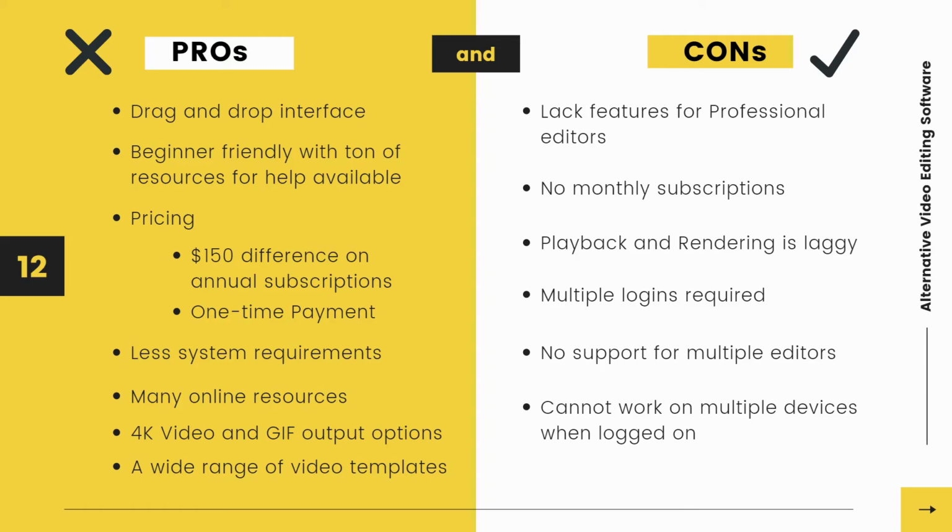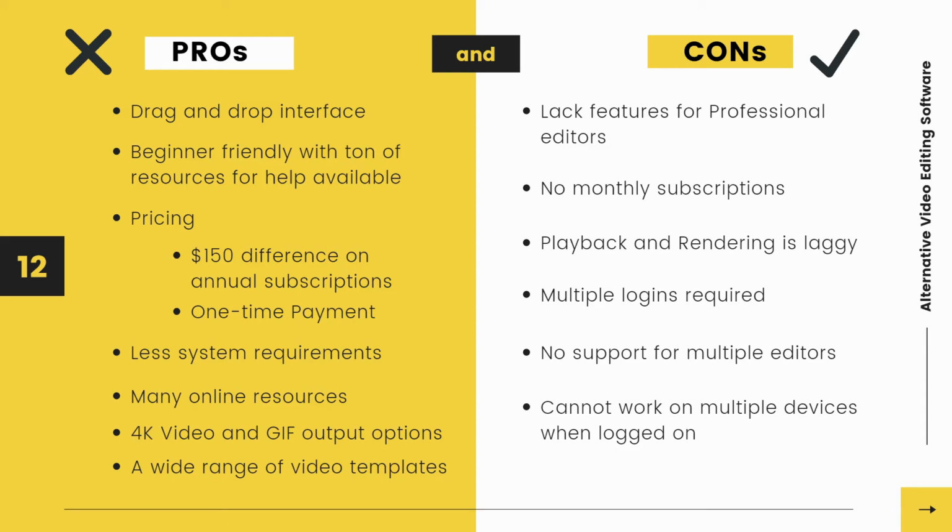Here are the pros and cons to let us know why we should recommend Filmora. In the pros, Filmora is very user-friendly software that anyone at any skill level can use. Its price is very competitive and cheap, so people on a budget and students can afford it with its one-time payment of $150. It also requires fewer system requirements for the software to work. It also has many online resources and tech support which can help beginners learn faster. It offers 4K and GIF output while supporting more template presets than Adobe Premiere Pro.